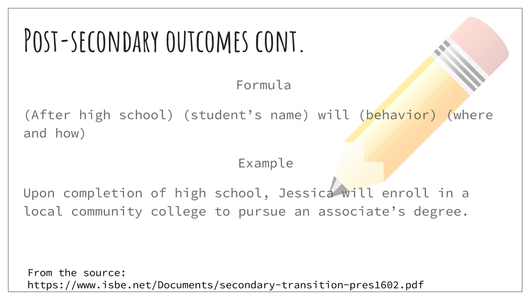To write post-secondary outcomes, a suggested formula would be, after high school, so-and-so will do X, where and how they will then do X. So for example, upon completion of high school, Jessica will enroll in local community college to pursue an associate's degree. Now that would be an appropriate post-secondary outcome should that student want to attend college. Notice that we use upon completion of high school. That indicates that this outcome is aspirational and something that they will do after leaving high school.